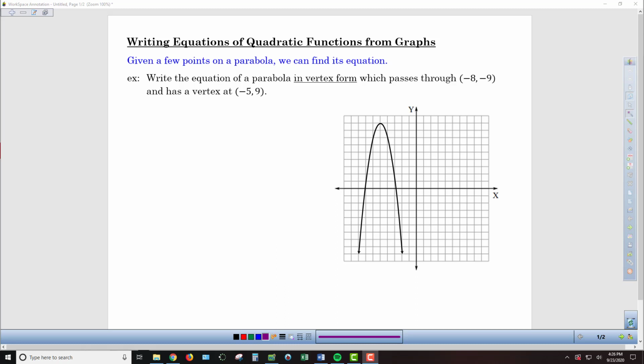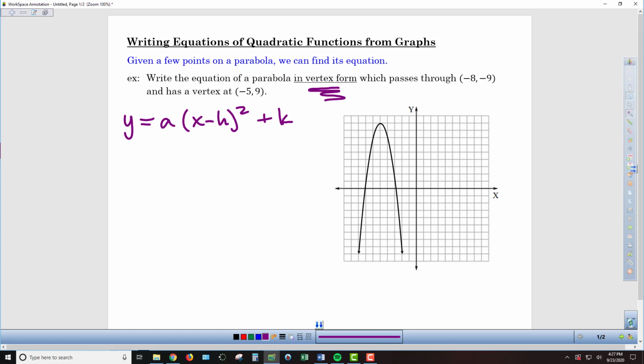So the number one thing we have to identify is what form we are going to write the equation in. In this case that's going to be vertex form. So I'm going to write that down for myself right away. I've got y equals a times (x minus h) squared plus k. So I have to know what my target format for the equation is.